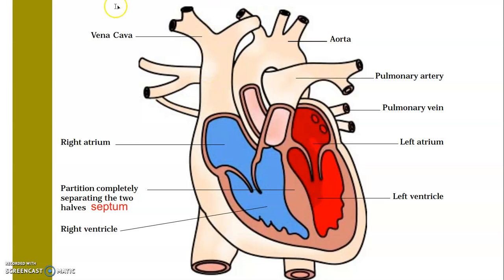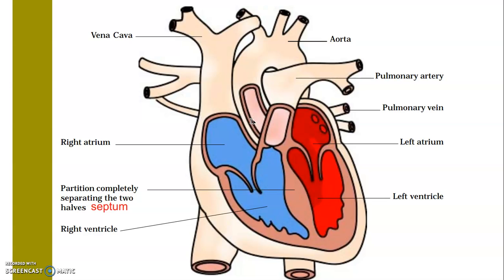Such a beautiful heart, right? Basically, this heart is a fist-sized muscular organ, and it is located between the lungs. It is centrally placed, which means it's in the center, but it's tilted towards the left. That's why you can feel your heartbeat when you put your hand on your chest on the left side.